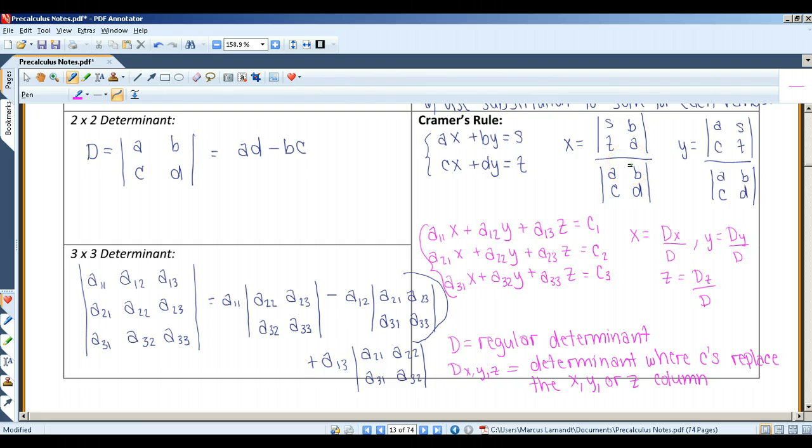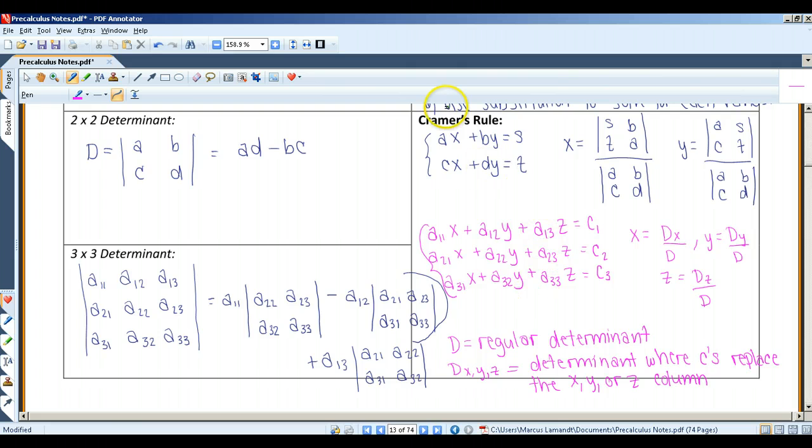Determinants are useful for a number of things. One thing you can use them for is called Cramer's rule. If you have a matrix of two equations containing two variables, you can use these determinants to solve for x and y. Okay? If you have three equations containing three variables, it's pretty much the same thing.